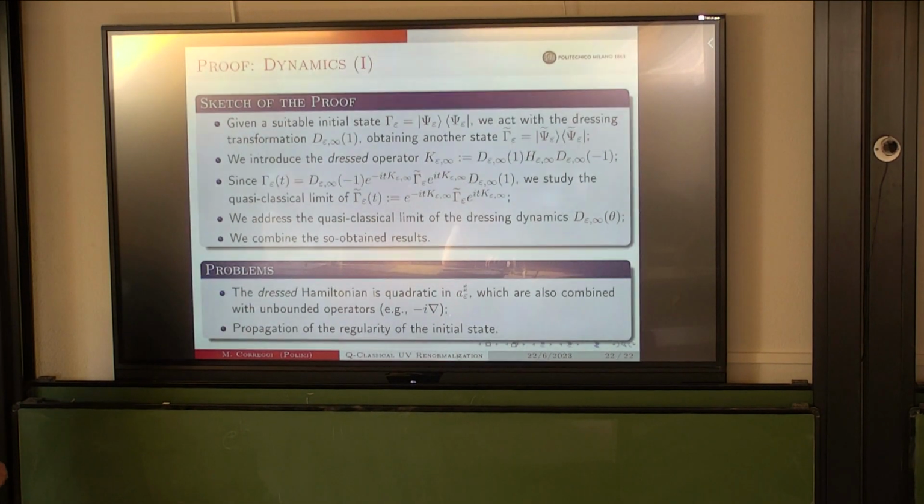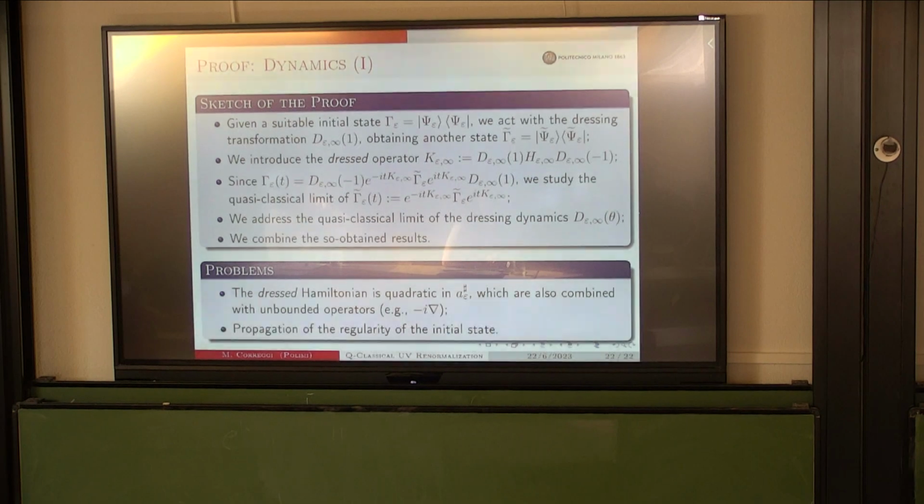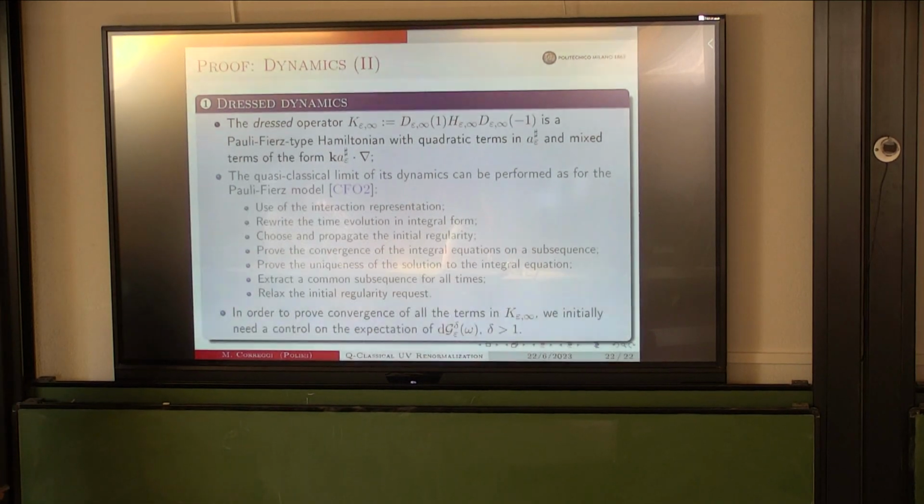Last but not least, another big problem is the fact that you want to start from an initial state as good as you want, but you need to propagate the regularity at later times. And the propagation of regularity is a big problem in this business. So, okay, well, here is how the proof goes basically.